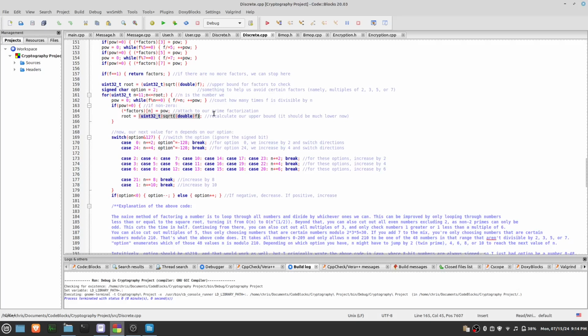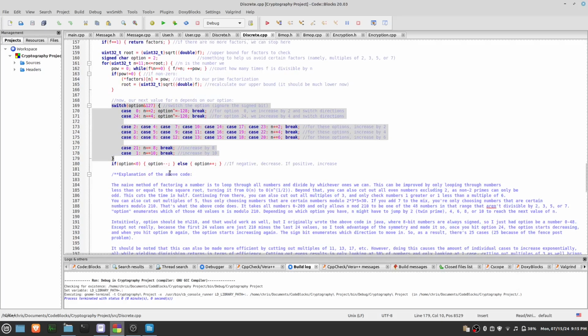A well-known optimization is that instead of searching through all the numbers up until the square root of f, you only search the odd numbers, which cuts down 50% of the search space. I sort of took that to another level. If I also cut out all multiples of 3, then I only have to do 1/2 times 2/3, which is 1/3 of the search space, if I only check numbers that are either 1 or 5 modulo 6.